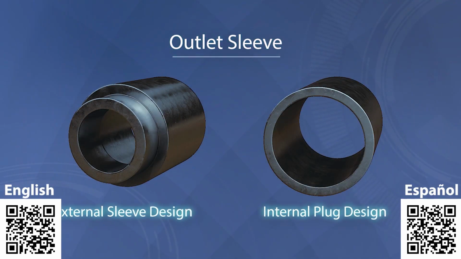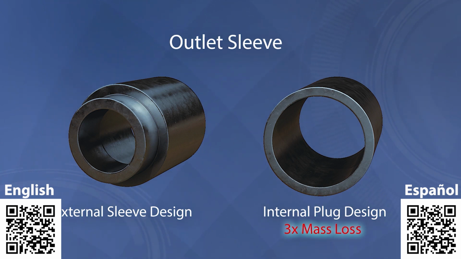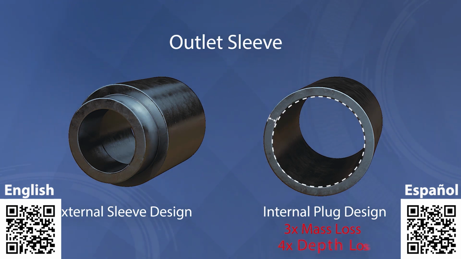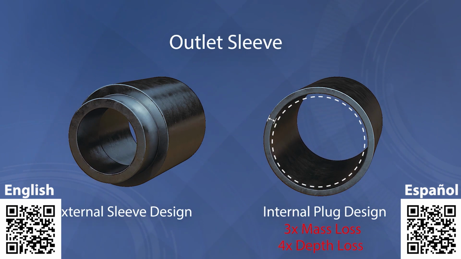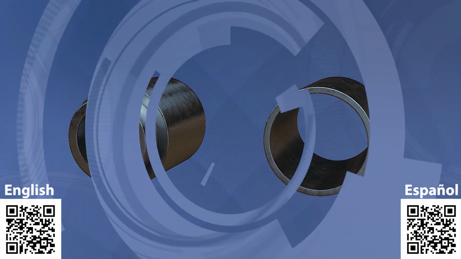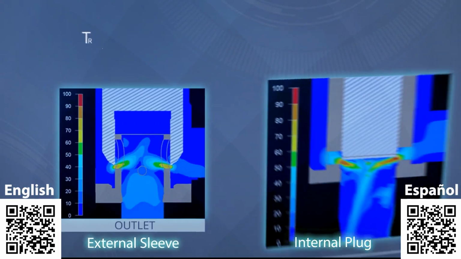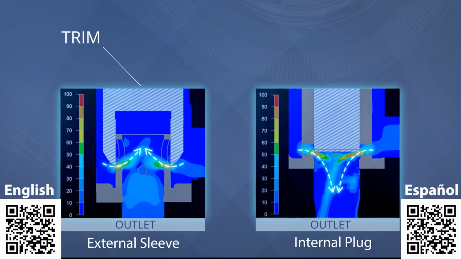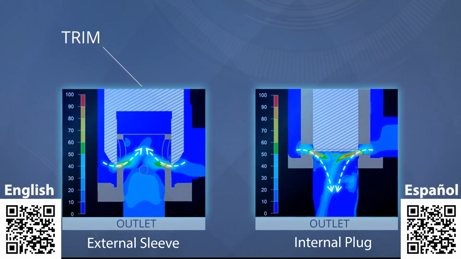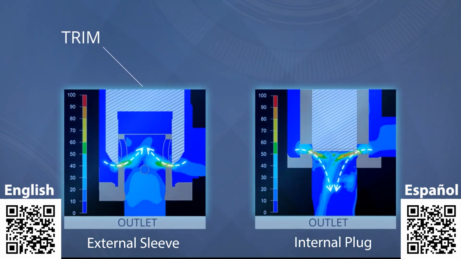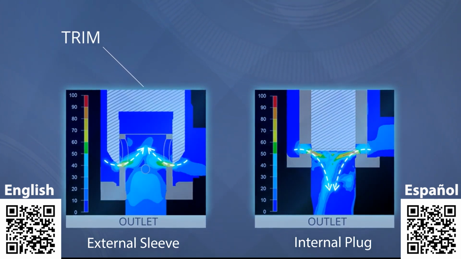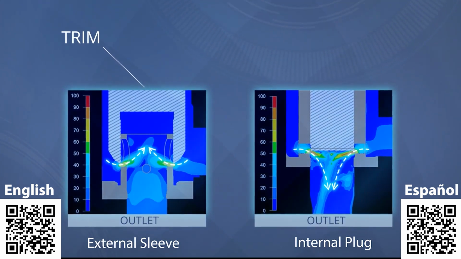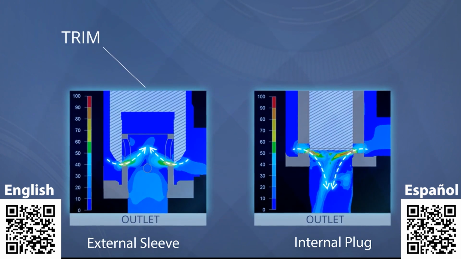Also, the material loss of the outlet sleeve was 3.2 times higher, and the depth loss was 4 times larger in the internal plug valve. This was explained by the CFD analysis that showed high-velocity fluid jets in the internal plug were directed into the outlet. By contrast, in the external sleeve valve, they were directed towards the valve trim, away from the outlet.